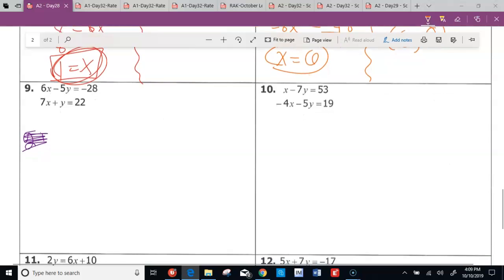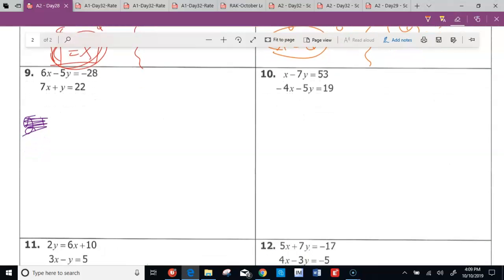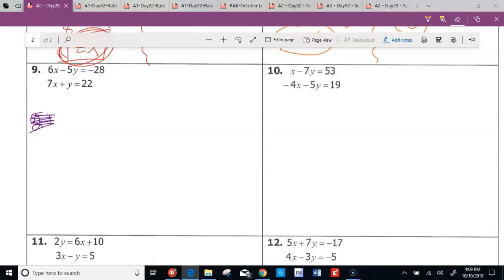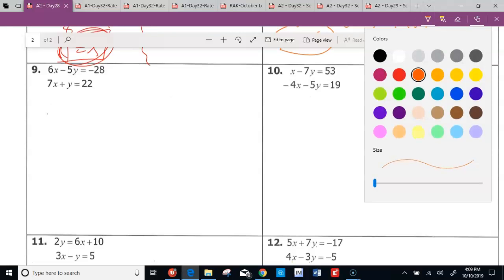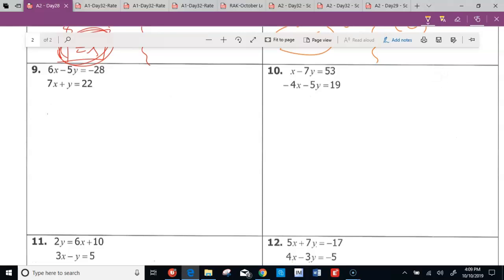Going on now, clean up my screen a little bit. I got some mess here. Whoops. Didn't mean to make you guys dizzy there. There we go. So now we're going to go on to number 9. Let me change this color out right quick. Something a little more interesting.